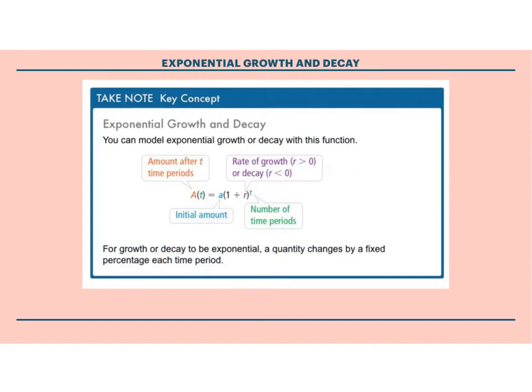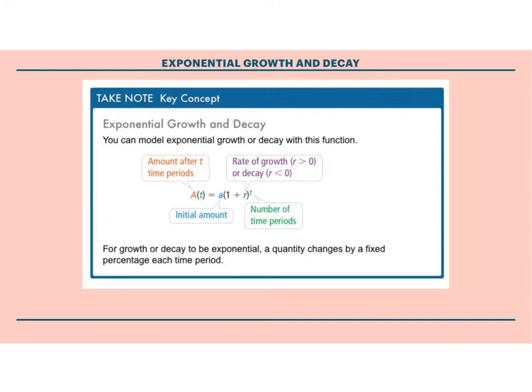So next we're going to look at a formula for exponential growth and decay. For growth or decay to be exponential, a quantity changes by a fixed percentage each time period. So we can use this formula when we're talking about money increasing by a certain percentage over a time period, which is what most of our examples are going to be. We could talk about, like, animals in the wild exponentially increasing or decreasing over a certain time period.